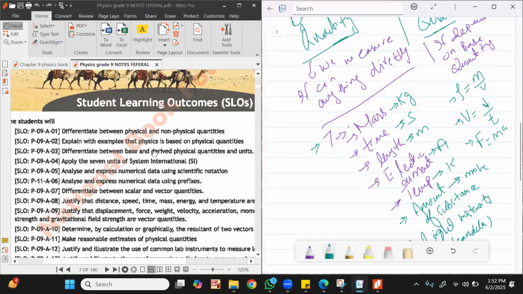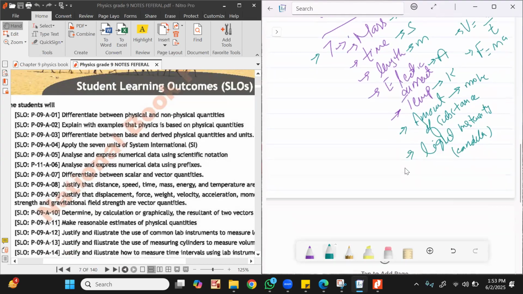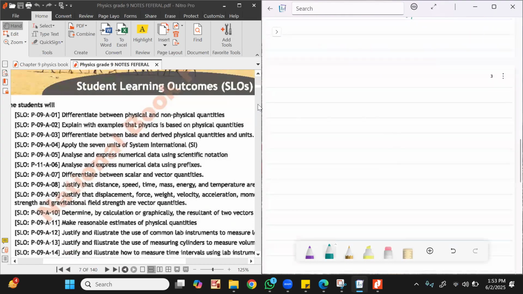Then physical quantities are done. Example of physics is based on physical quantities. Differentiate between physical and base quantities. Seven base units. Scientific notation. What prior knowledge do we have for scientific notation?